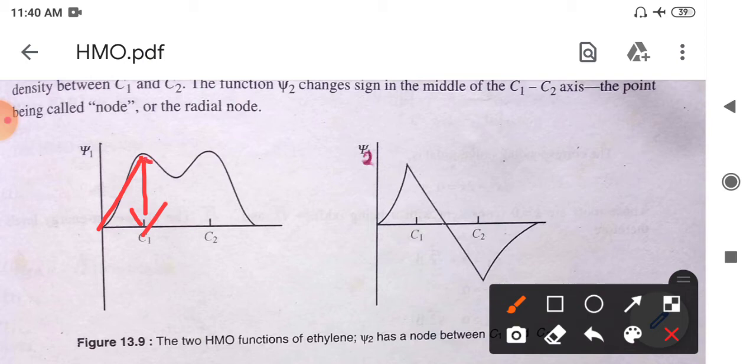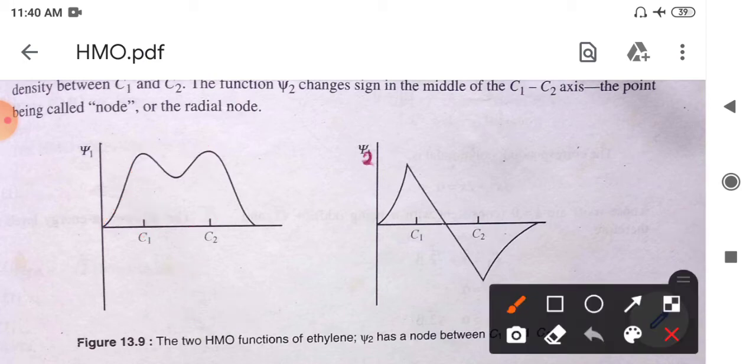Then again it will decrease, and again it will increase at the point C2, meaning this C1 and C2 are the centers of the carbon atoms. Okay, C1 and C2. So at carbon 1 and carbon 2 we find the maxima, and the maximum point is at what? 1 upon root 2. Okay, now this is for psi 1, which is the bonding molecular orbital.